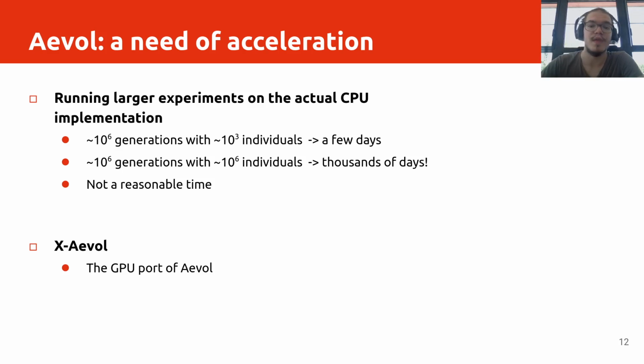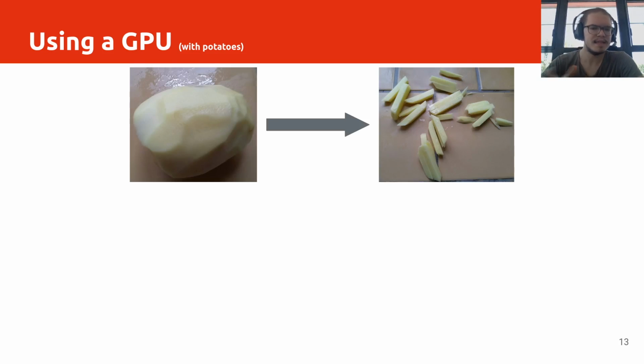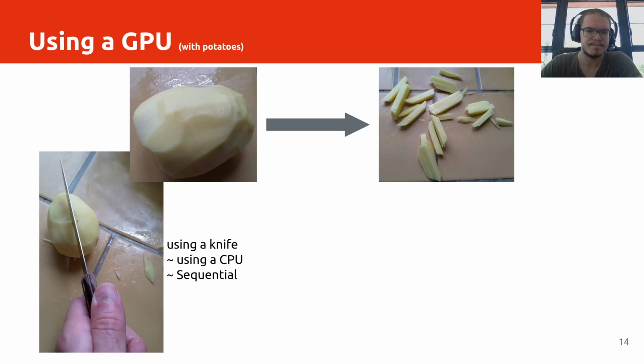The response to that problem is X-Aevol, the GPU implementation of Aevol. But what does it mean to use a GPU? Well, let's take a simple task, cooking French fries. You have to cut the potatoes, so from one potato you have to get even strips.